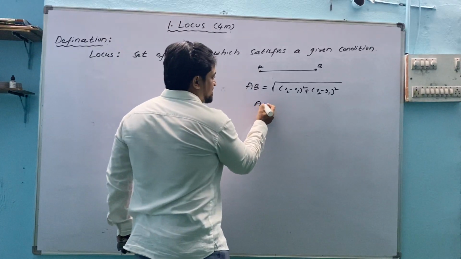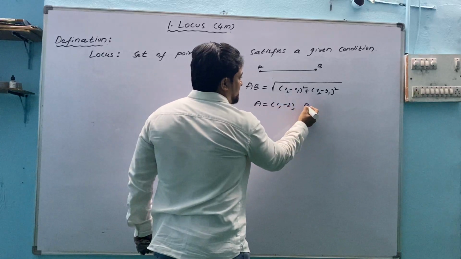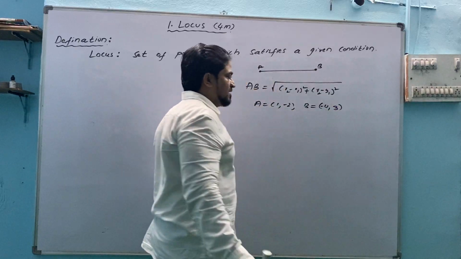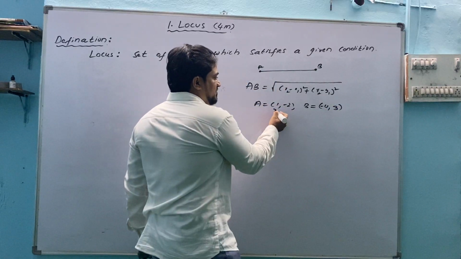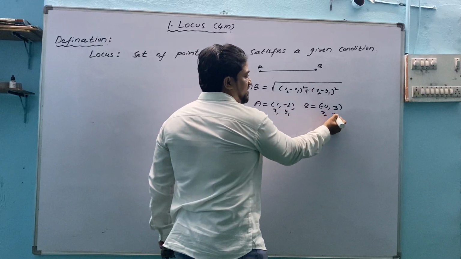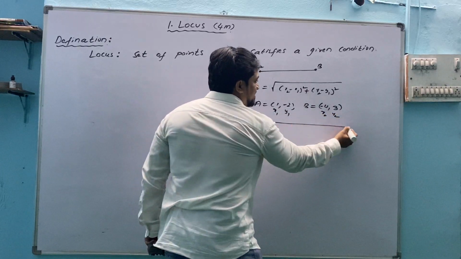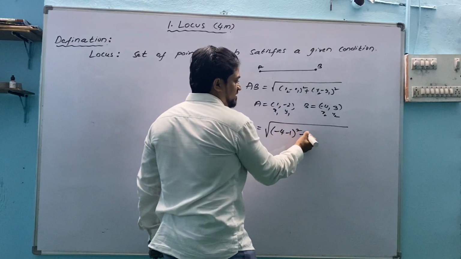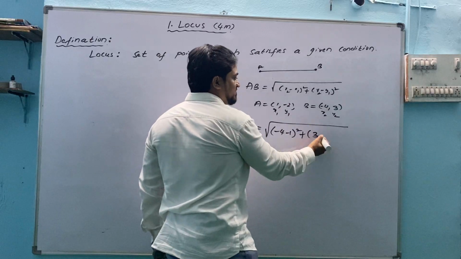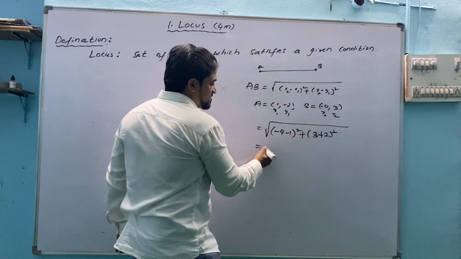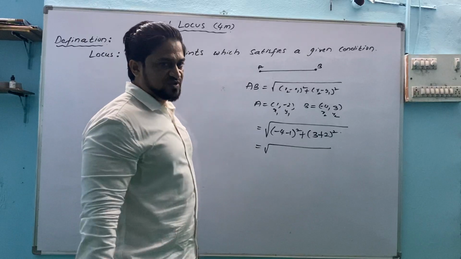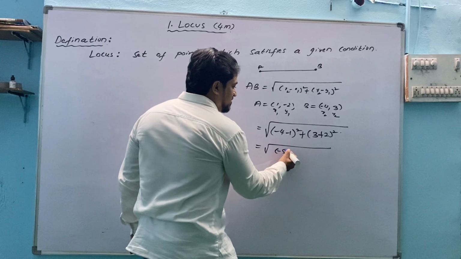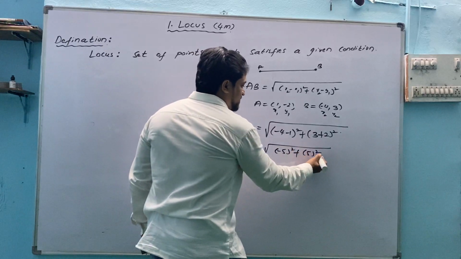Suppose A equals 1 comma minus 2, B equals 4 comma 3. This is the question. We will consider x1, y1 and x2, y2. Then we will write root over, bracket, x2 value minus x1 whole square plus y2 minus y1 whole square. So this is going to be minus 4 minus 1, which is minus 5 whole square. This is 5 whole square.